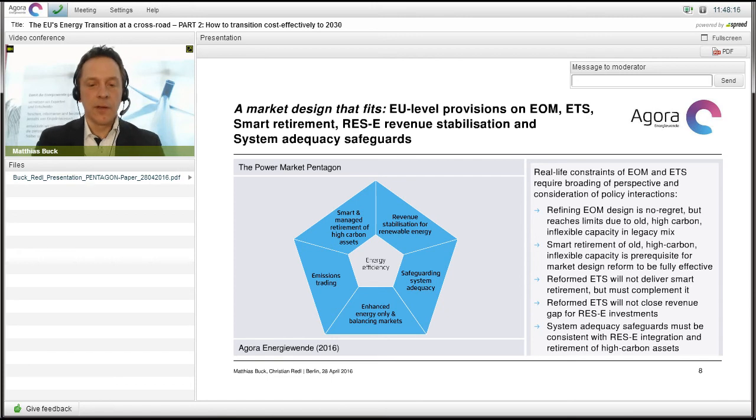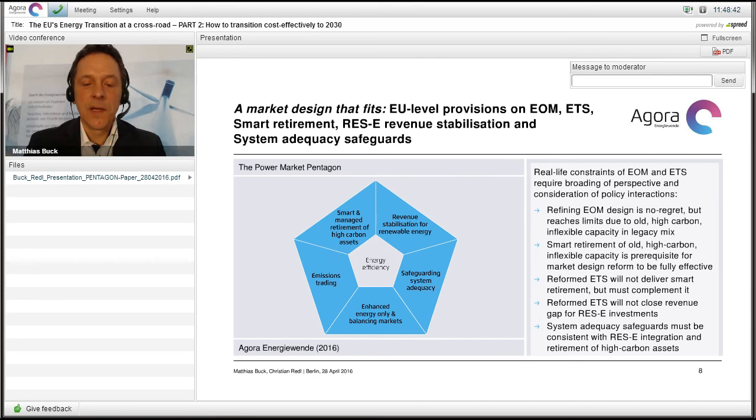Now, elements that are not really as much discussed at the moment as part of the power market design debate are, in addition to emissions trading and the energy-only market, the need for what we call smart and managed retirement of high carbon assets. Secondly, the need for continued revenue stabilization for renewable energy investments. And thirdly, the question how interventions to safeguarding system adequacy are relating to investment choices in the power system. Now, in the study, we are highlighting that there are interactions between all those elements.